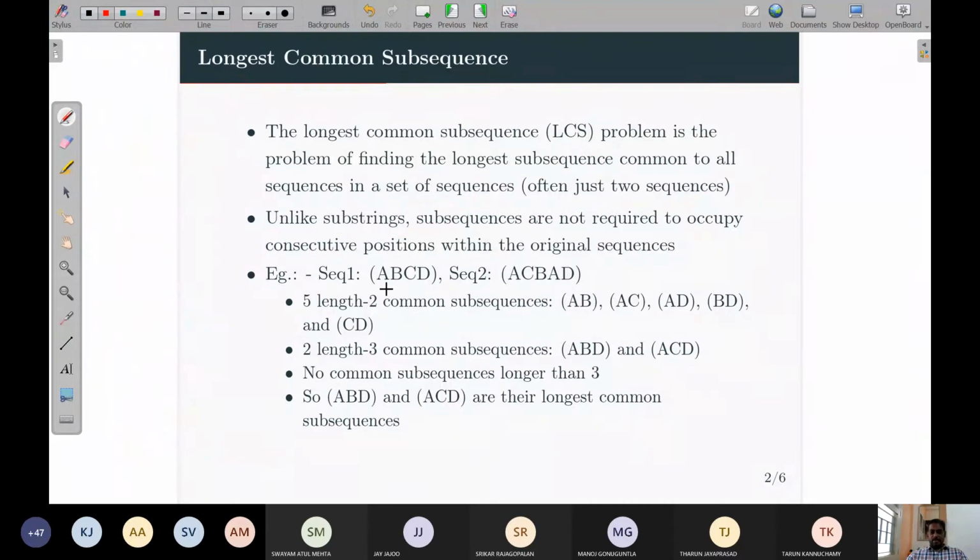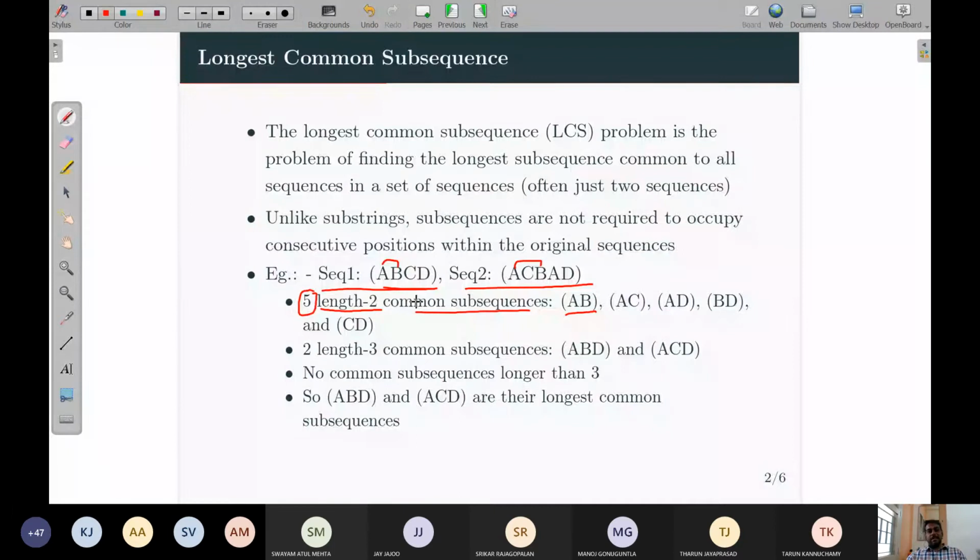Let us discuss this example. If ABCD is the first sequence and ACBAD is the second sequence, then we can have common subsequences of length 2. Which are the common subsequences of length 2? There are 5 in number. What are those? AB is a common subsequence. You can see AB here and AB here. We are preserving the relative order.